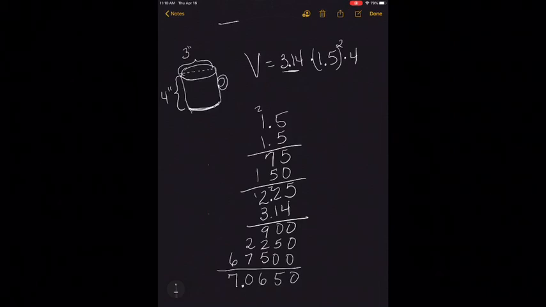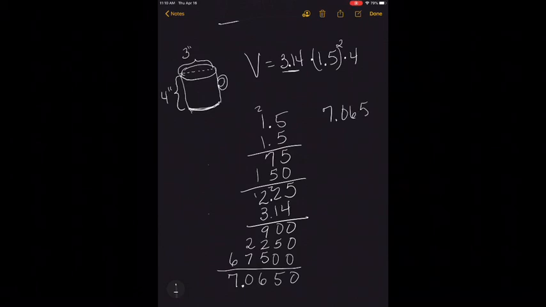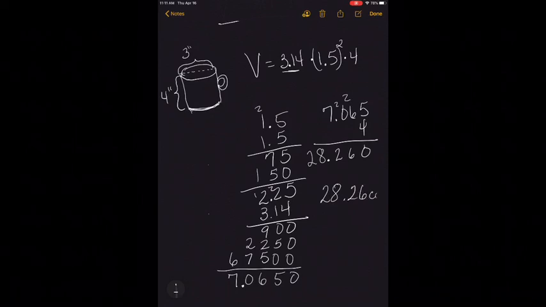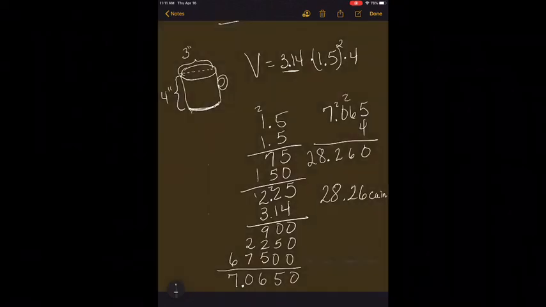All right, so how many decimal points are in my problem? 4, so I have to come all the way over here. So I'm going to bring our work up to the top again, 7.065 times the height. And we have 3 digits behind the decimal point, so we need to put a decimal point there. So we find that the volume of my cup is 28.26 cubic inches.